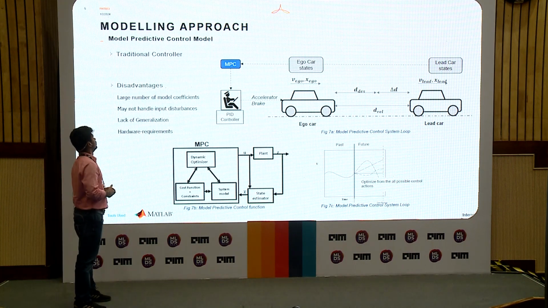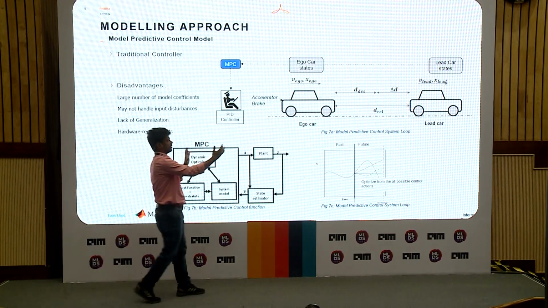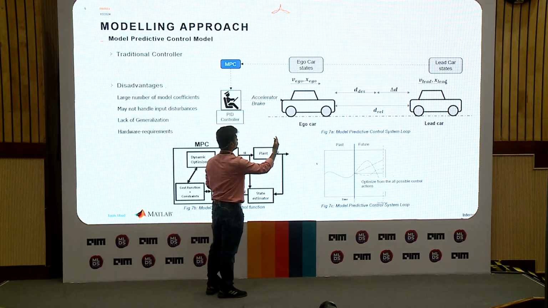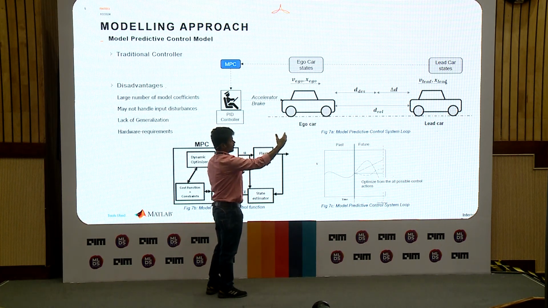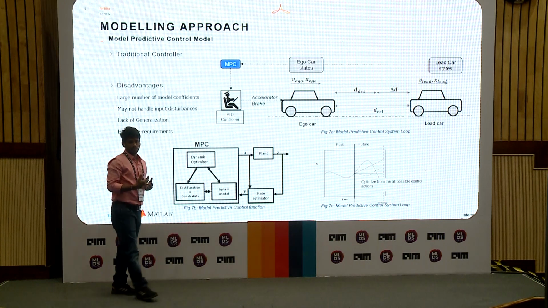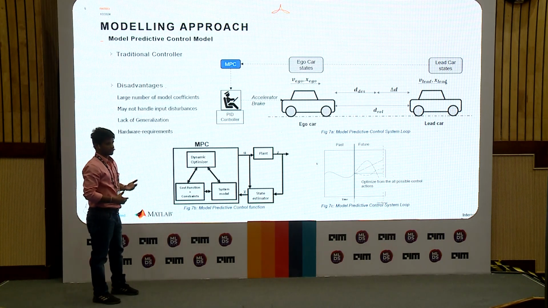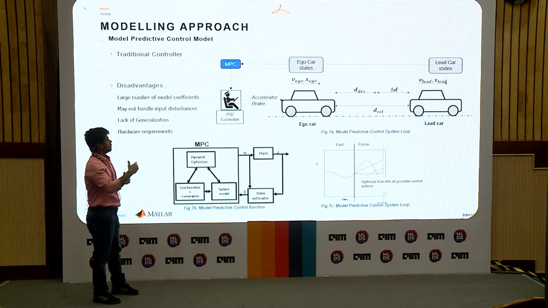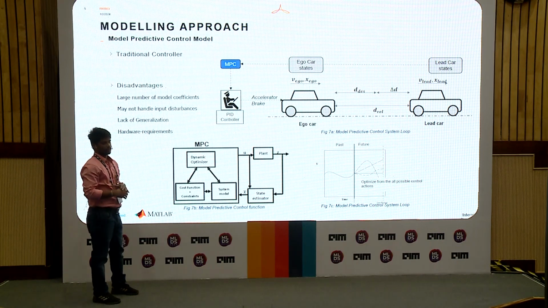So next is the modeling approach, which is a traditional way of modeling. Same setup, adaptive cruise control setup. You have a lead car and an ego car, and some of the states like velocity and position are taken. MPC is nothing but a model predictive controller, which is normally used. They call it optimal, and it gives input to the PID controller, which accelerates and brakes.